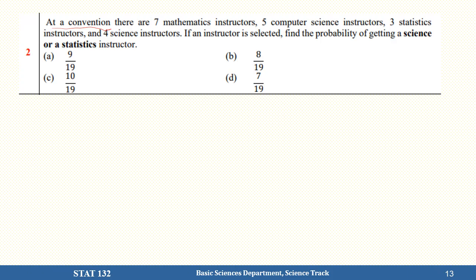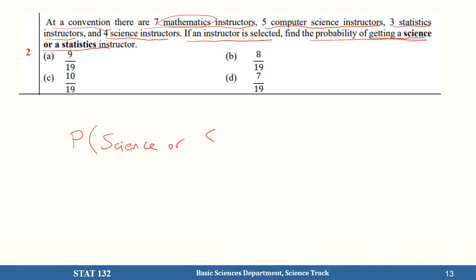Now, at the convention, there are 7 mathematics instructors, 5 computer science instructors, 3 statistics instructors and 4 science instructors. If an instructor is selected, find the probability of getting a science or statistics instructor. I will just write all of them in terms of the names of the courses. So the probability of getting science or statistics. What is the probability of it?